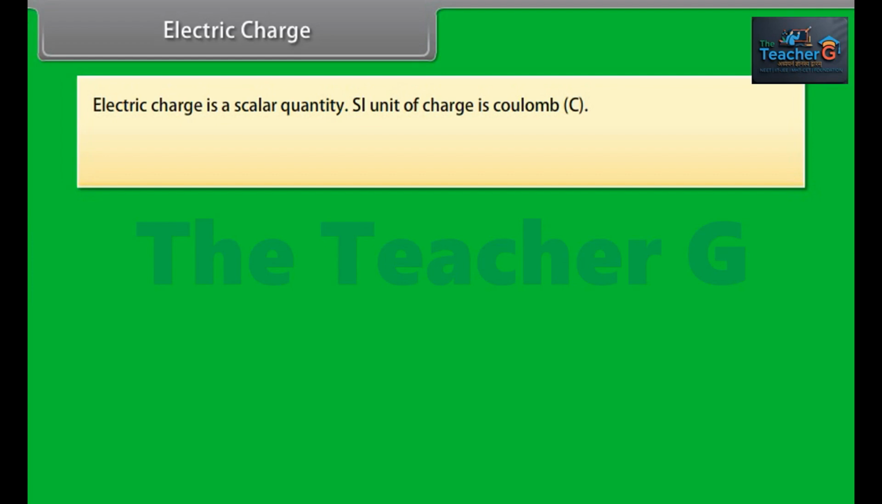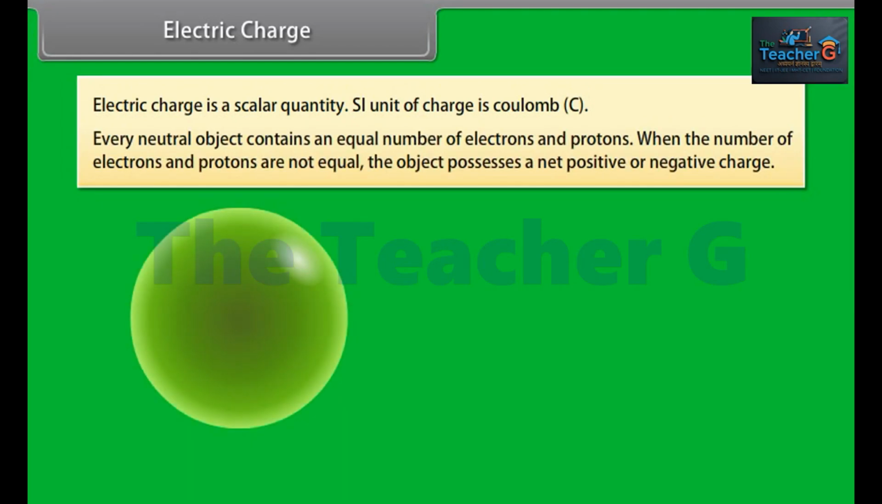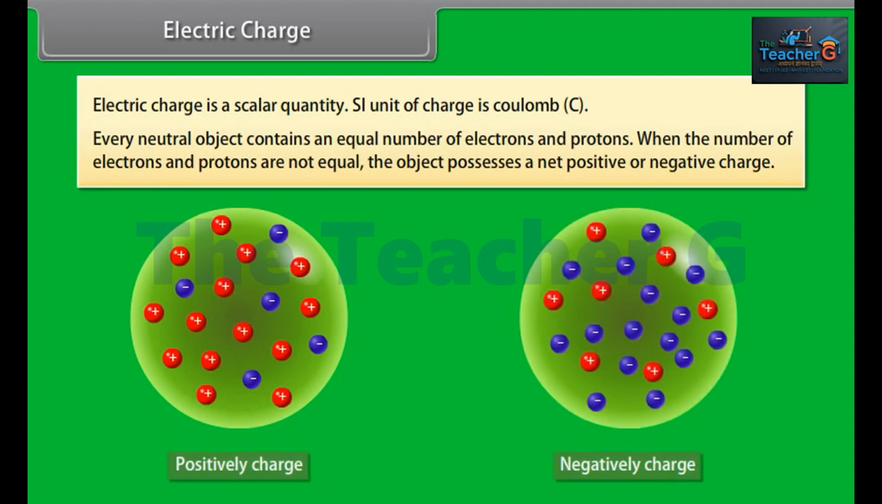Electric charge is a scalar quantity. SI unit of charge is coulomb. Every neutral object contains an equal number of electrons and protons. When the number of electrons and protons are not equal, the object possesses a net positive or negative charge.